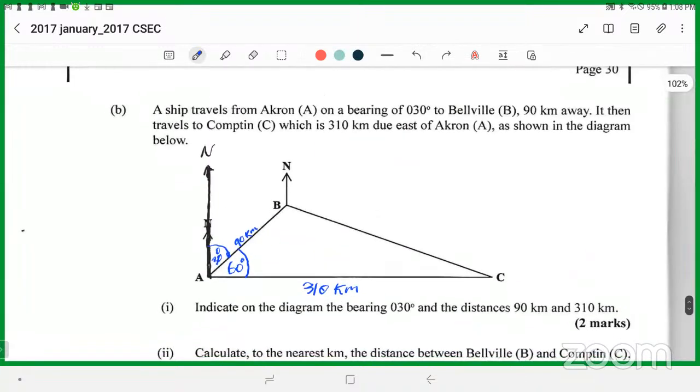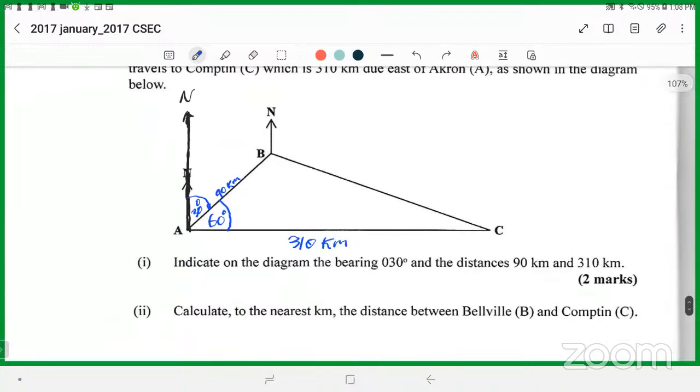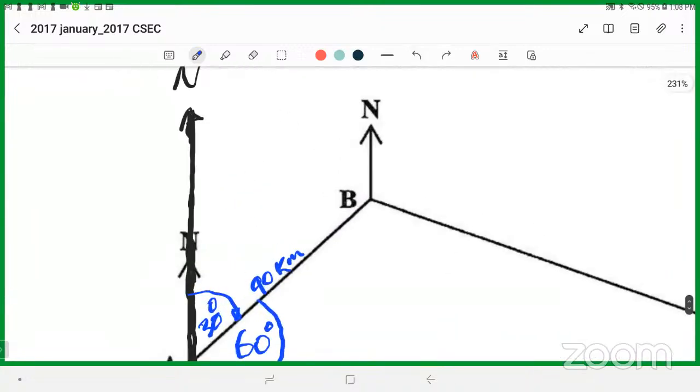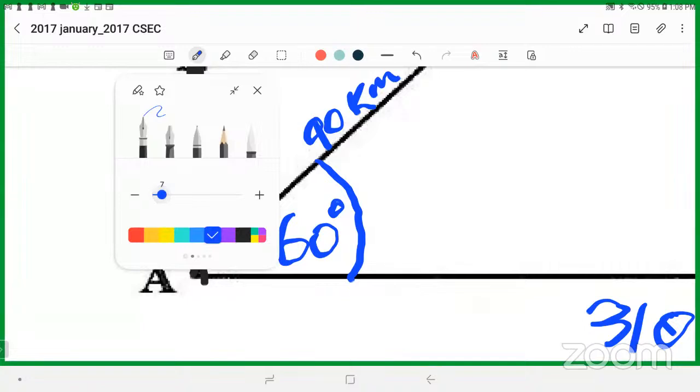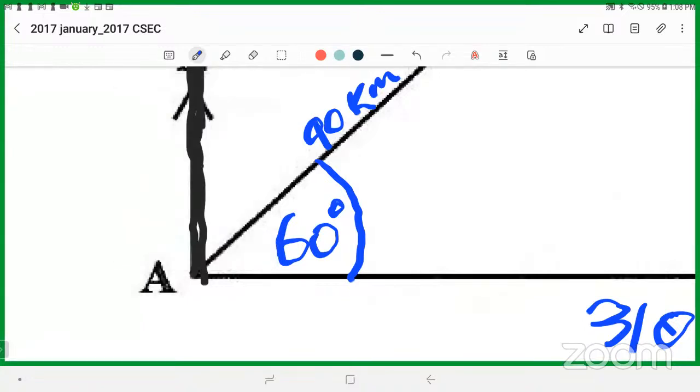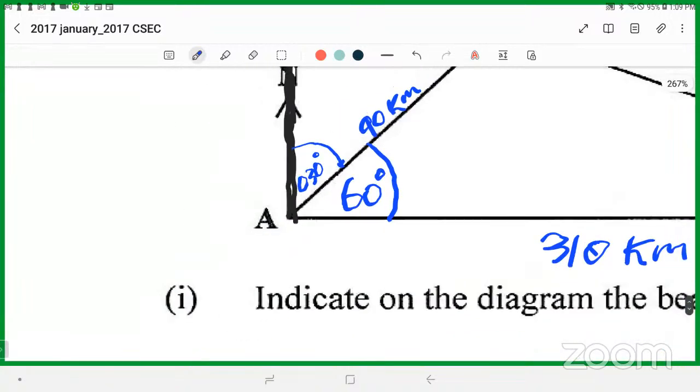What does the question say? It said to indicate on the diagram the bearing of 030 degrees. That's right here. Maybe I need to put the 0 on it. And the distances of 90 and 310. Let me go back and put the 0 on this thing. Follow instructions. So let me put the 0 there. Everything is important, so I'm not taking any chances. I want to put it as 030 degrees. Right there, that angle, 030 degrees.